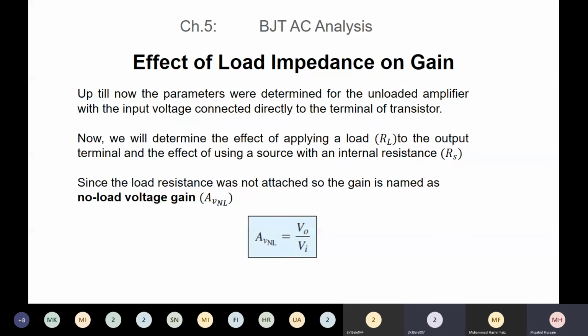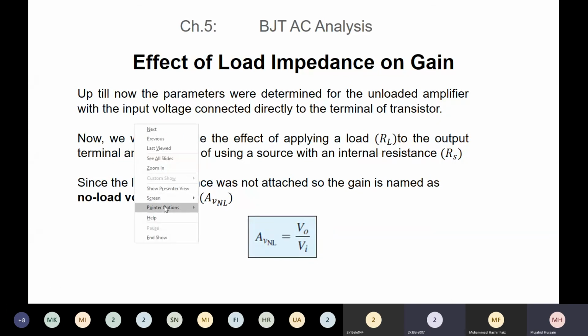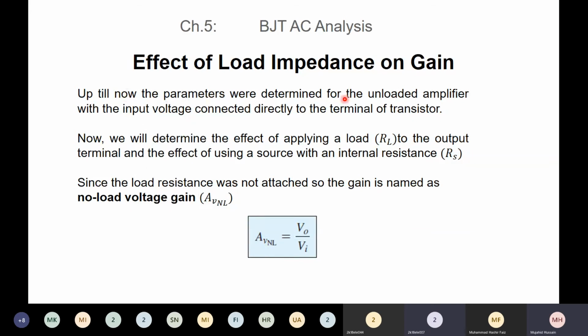So we were studying about the BJT transistors, BJT amplifiers. Up till now the parameters were determined for the unloaded amplifier, with the input voltage connected directly to the terminal of the transistor. Up till now, there was no load impedance at the output terminal of the transistor. So today we are going to study the effect of load on the gain of the amplifier.